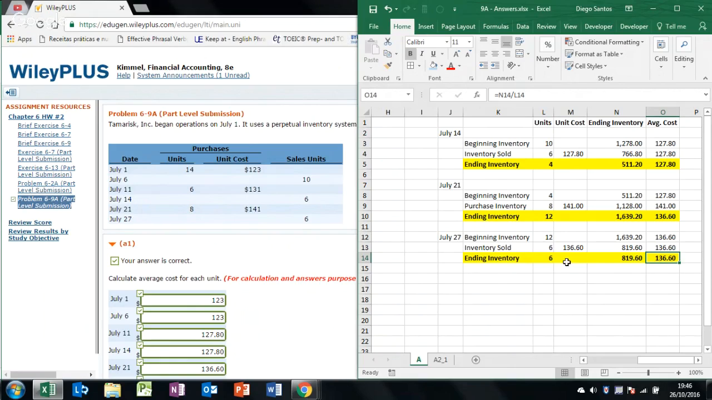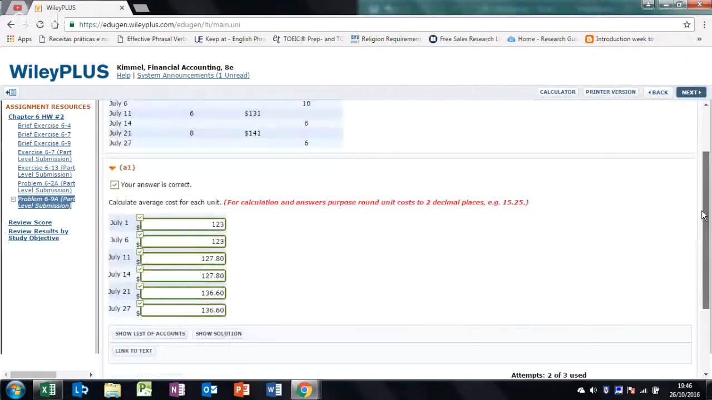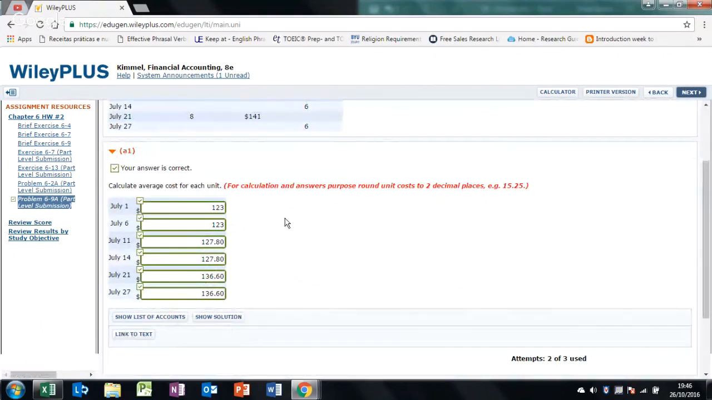One more important thing is that as we compute the end inventory, we'll see that the final inventory for July 27 is rounded 820. We use this value in the next part of the exercise. But first, let's just see that for this first part, this is the correct answer.